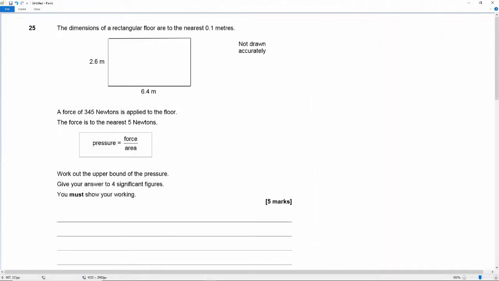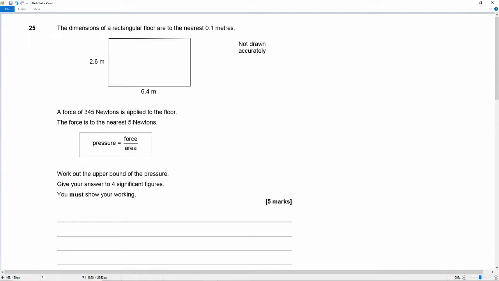And we pick it up in question 25, which reads: the dimensions of a rectangular floor are, to the nearest 0.1 meters, 2.6 meters by 6.4 meters. A force of 345 newtons is applied to the floor. The force is to the nearest 5 newtons, and pressure is equal to force divided by area. Work out the upper bound of the pressure. Give your answer to 4 significant figures. You must show your working.